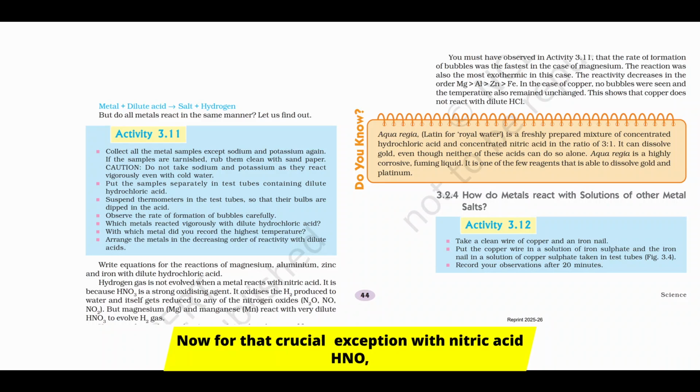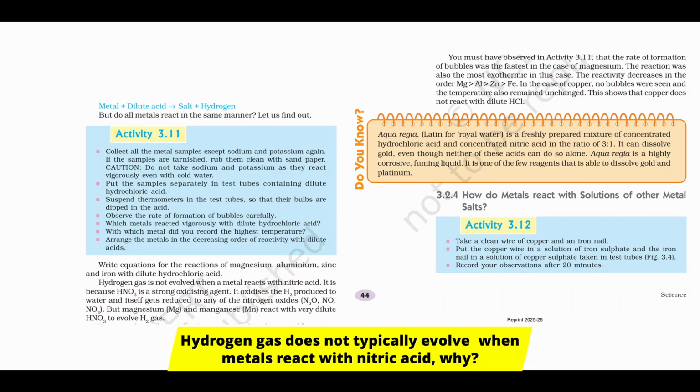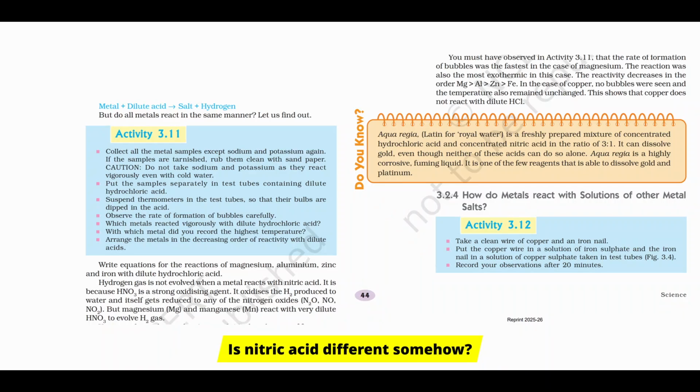Now, for that crucial exception with nitric acid, HNO3, it's a frequently tested concept, so pay close attention. Hydrogen gas is not typically evolved when metals react with nitric acid. Why? Is nitric acid different somehow? It is. HNO3 is a strong oxidizing agent.